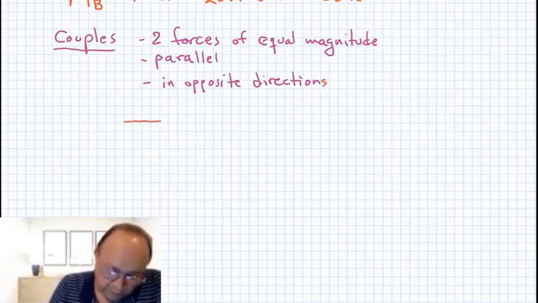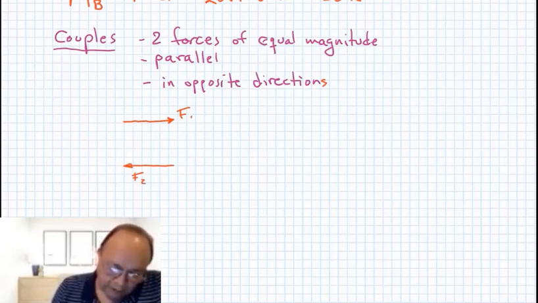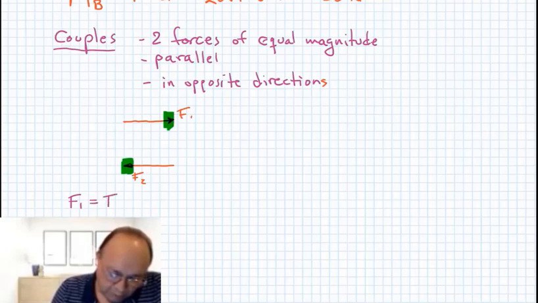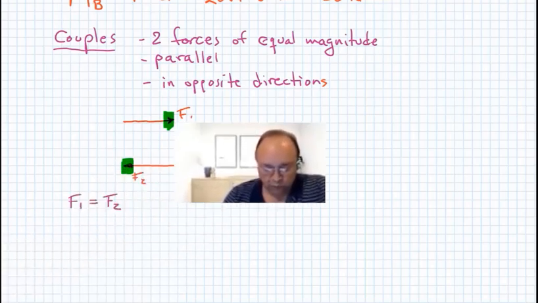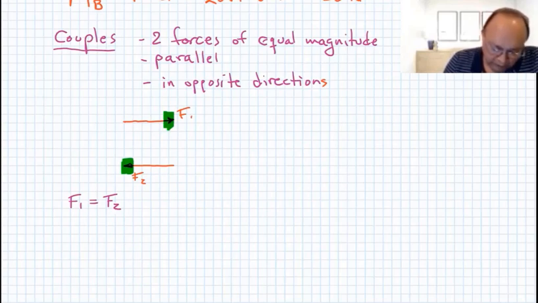So if I have a force like this, and this is F1, and a force like this, and this is F2, you see them parallel right there. They go in opposite directions, right? You have opposite directions here. If F1 equals F2 in magnitude, as a vector, I will have to do something like this: F1 equals minus F2.